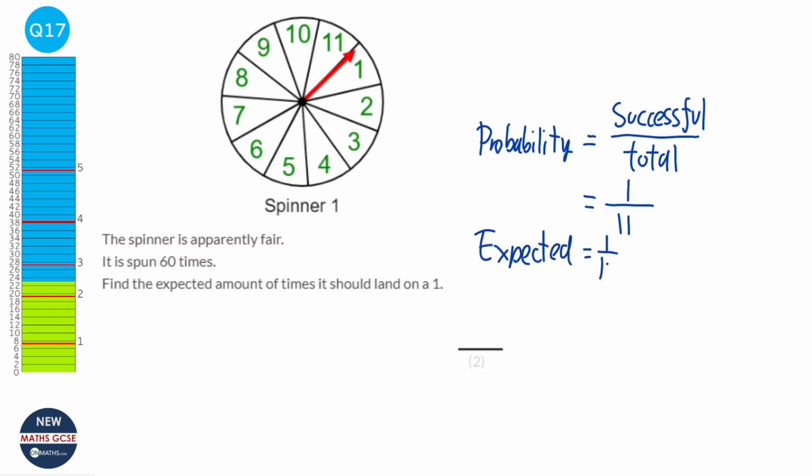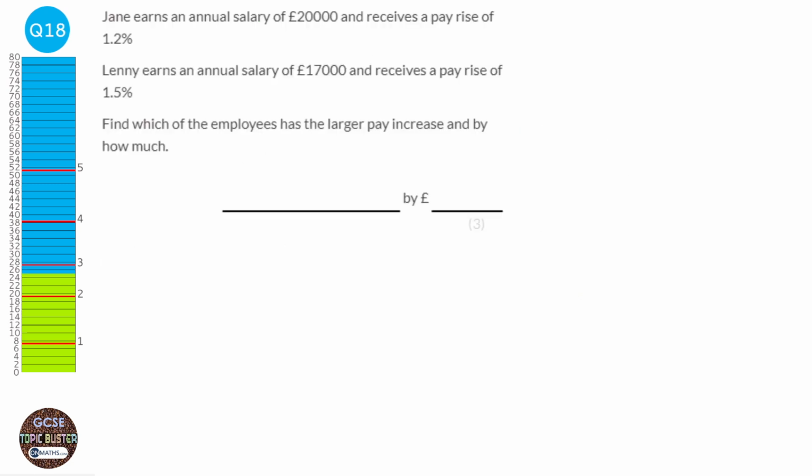To find the expected amount, we do the probability and we times it by the amount of trials. It says it's spun 60 times, so we're going to times it by 60. And that will give us the answer of 5.454 and so on. Now it can't have landed on a 1 5.4 times, so with this probability, we always round down, never ever round up, because it's 5 times and then a little bit extra, and only when it gets to 6 can we say that it's 6 times. So the answer to this is just 5.